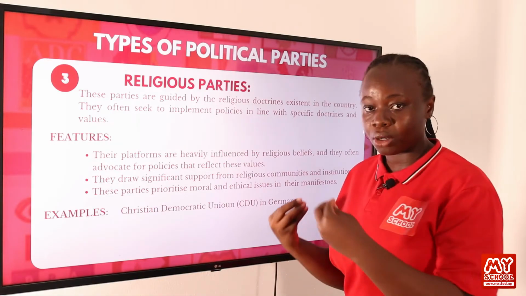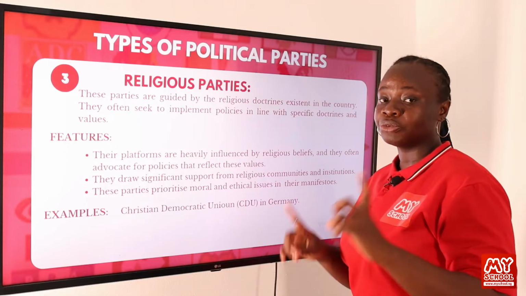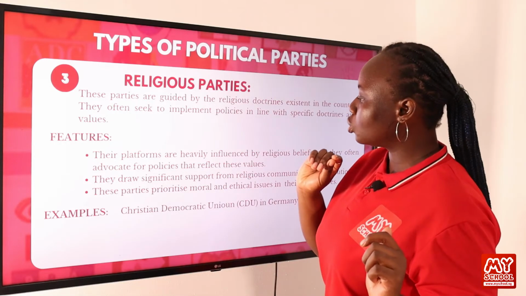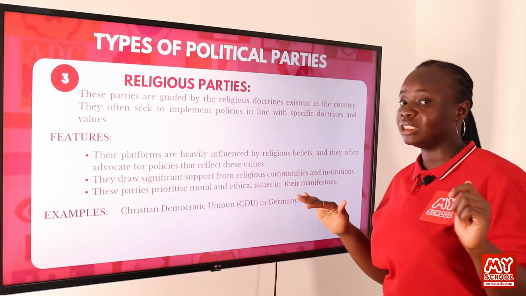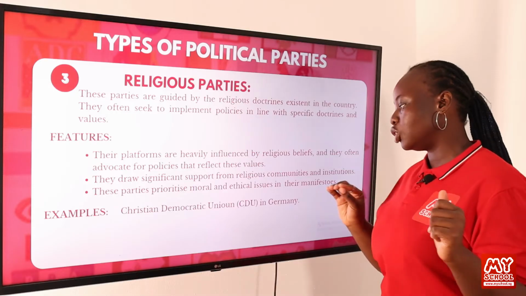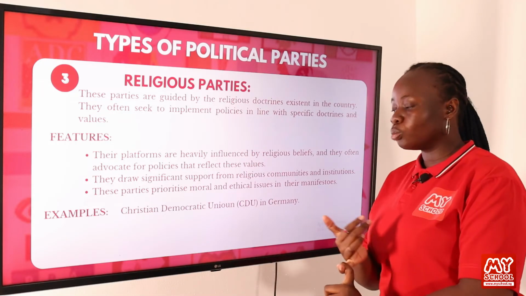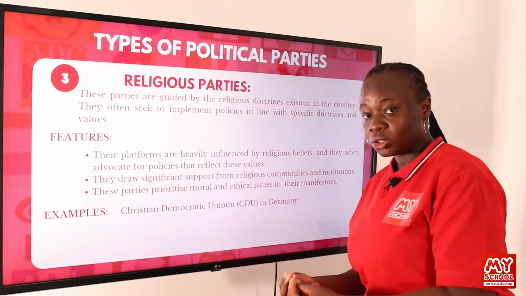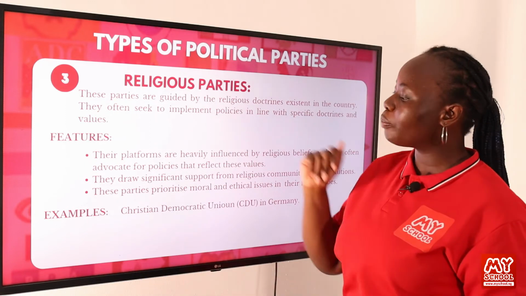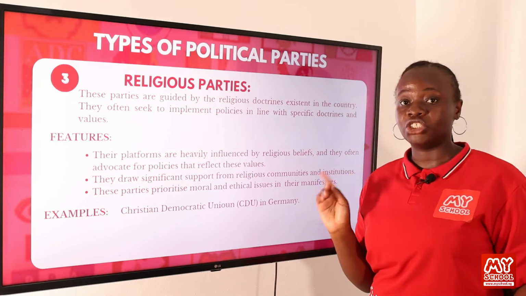So they care more about their religious beliefs and how they can continue to ensure that this religion continues to be practiced within that society. They also draw significant support from religious communities and institutions, and their parties prioritize moral and ethical issues in their manifestos. So they try to ensure that those moral and ethical issues that are discussed in their religious beliefs continue to be implemented within the society. An example of a religious party is the Christian Democratic Union, the CDU in Germany.